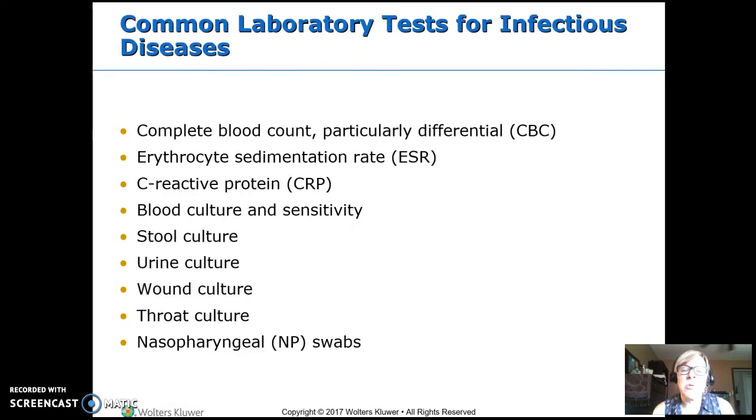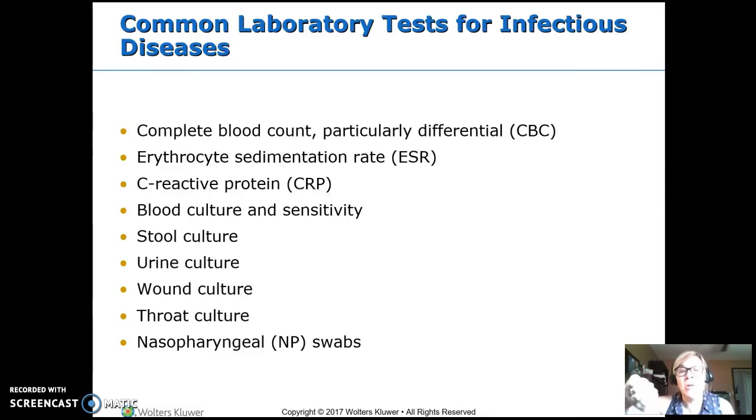ESR is your SED rate. That, at Valley Children's, you'll see they much prefer CRP. These are similar. They tell you your immune system has been turned on. We love CRP at Valley Children's. It works so much faster than watching your white blood cell count. I usually say CRP is like the light switch. It's off or it's on.